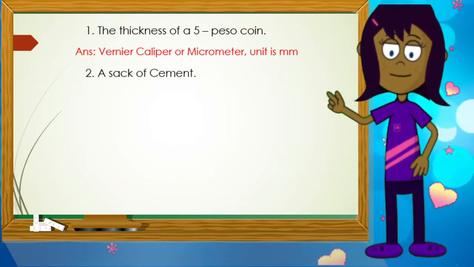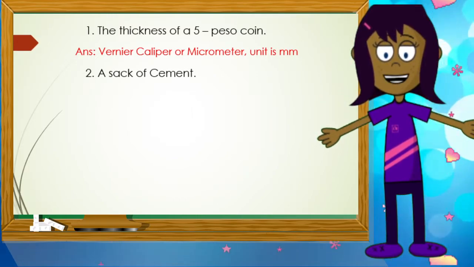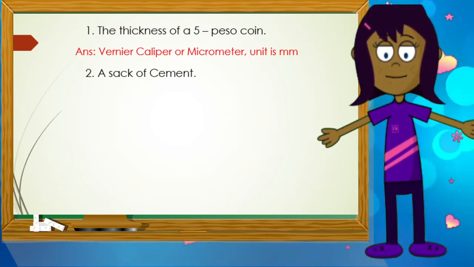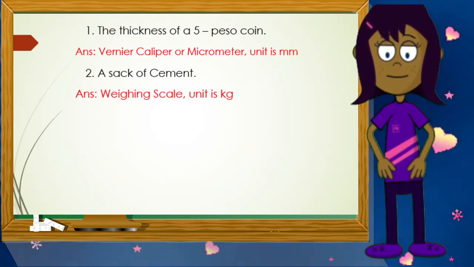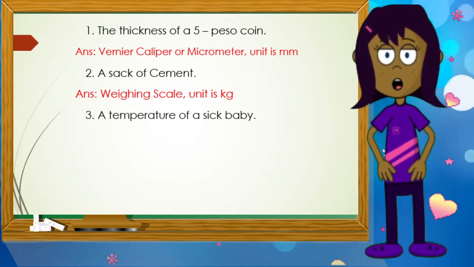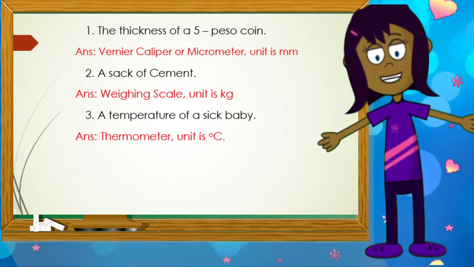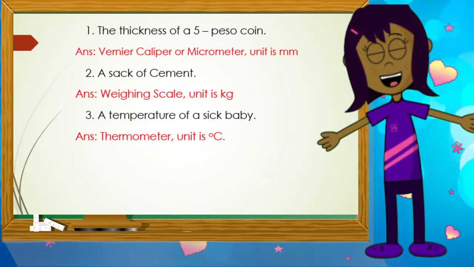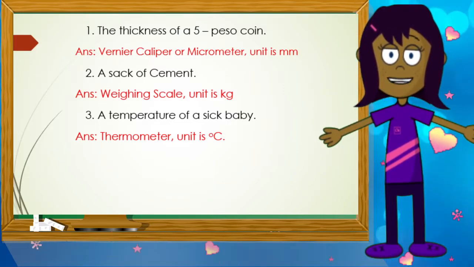Next, a sack of cement. For this one, what do you think is the instrument to be used? The answer is a weighing scale. And of course, our unit is kilogram. Number 3, the temperature of a sick baby. What's your answer? Your answer should be thermometer, regardless if it's digital or not. And your unit is degree Celsius.